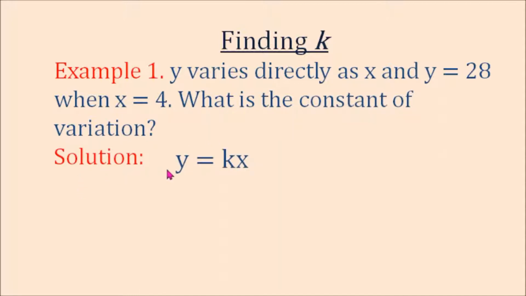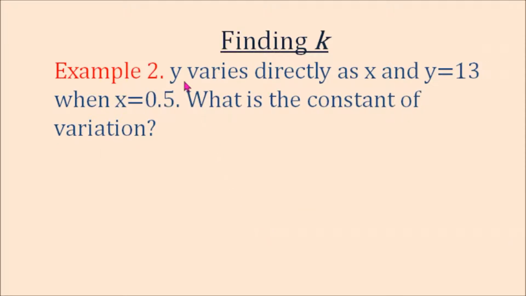First, we are going to write our equation y equals k times x. Then we are going to substitute. Our y here is 28 and our x is 4. So we have 28 equals k times 4. To find k, we divide both sides by 4. So 28 divided by 4 is 7. So k equals 7.